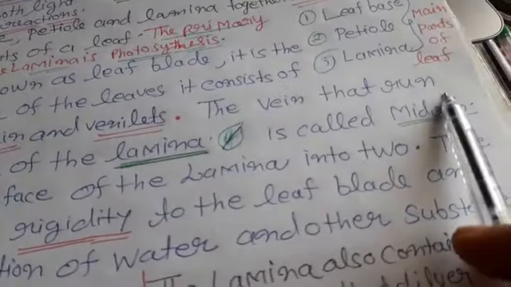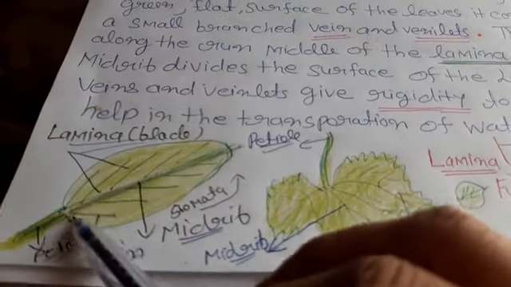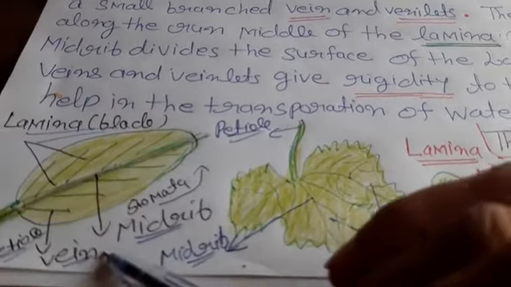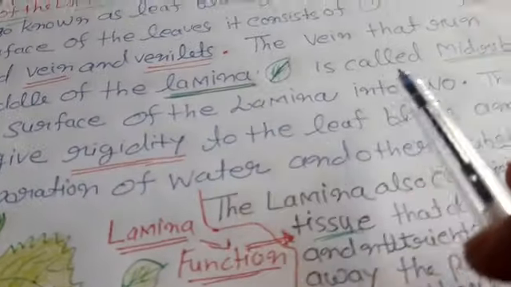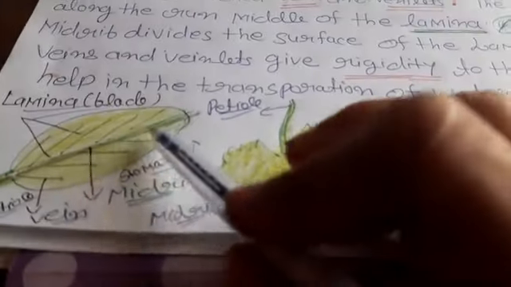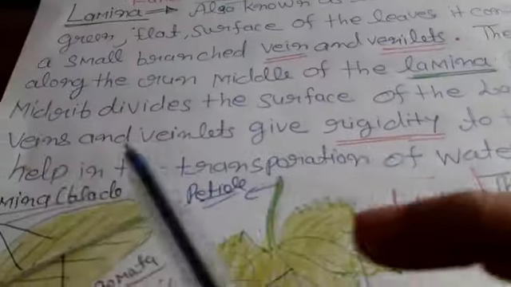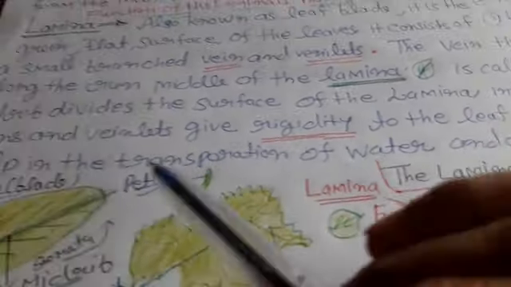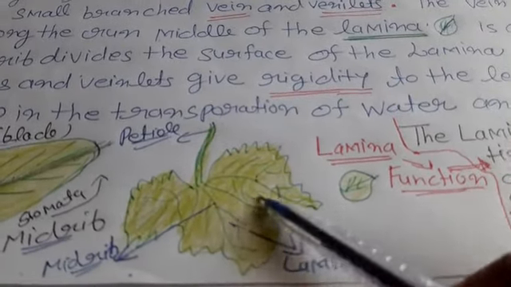The vein that runs along the middle of the lamina is called the midrib or central vein. The midrib divides the surface of the lamina into two parts, the first part and the second part. And veins and veinlets give rigidity to the leaf blade. These veins and veinlets give rigidity to the leaf blade or lamina.